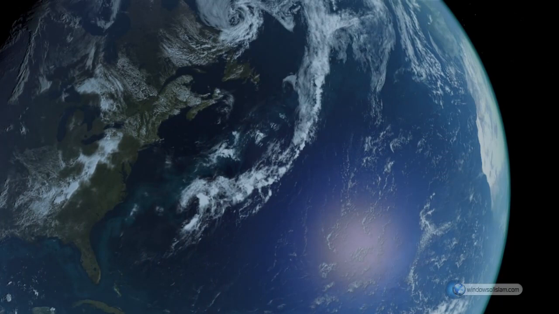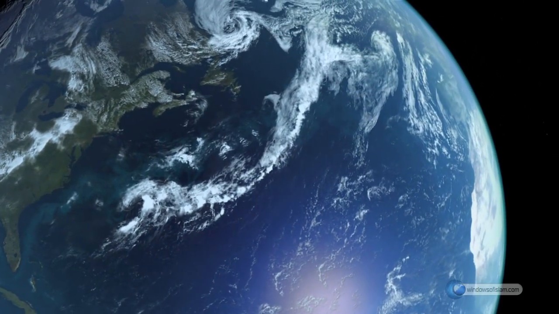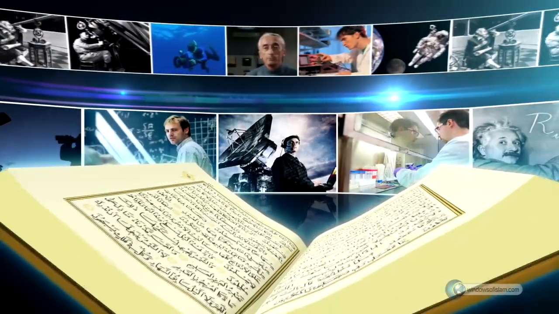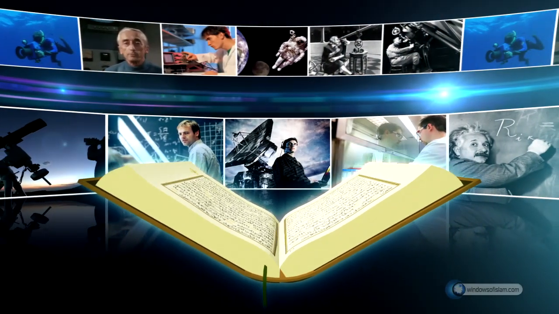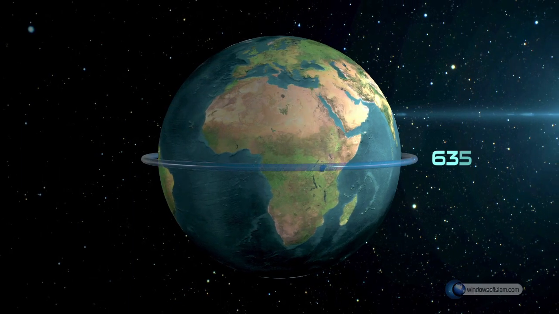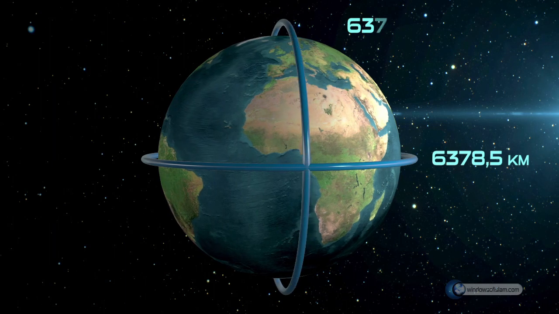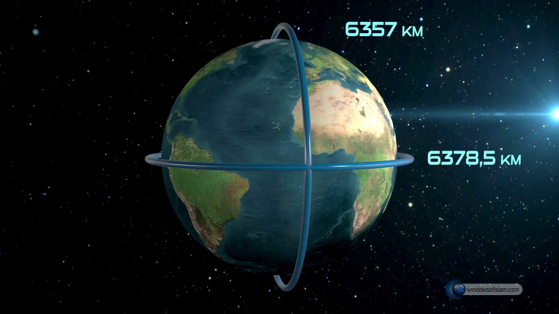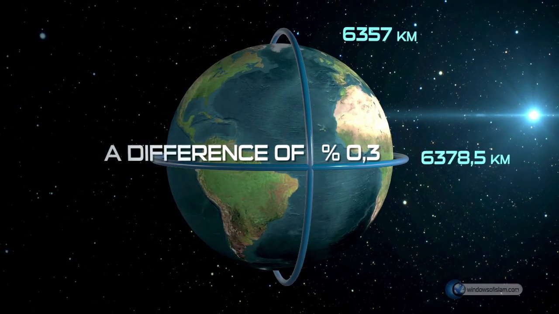Has the surface of earth been reducing from its outlying borders, really? What can be the meaning of this reducing? What do scientists say about this subject? According to the information of NASA, while the Earth's equatorial radius is 6,378.5 kilometers, its polar radius is 6,357. This means a difference of 0.3%.